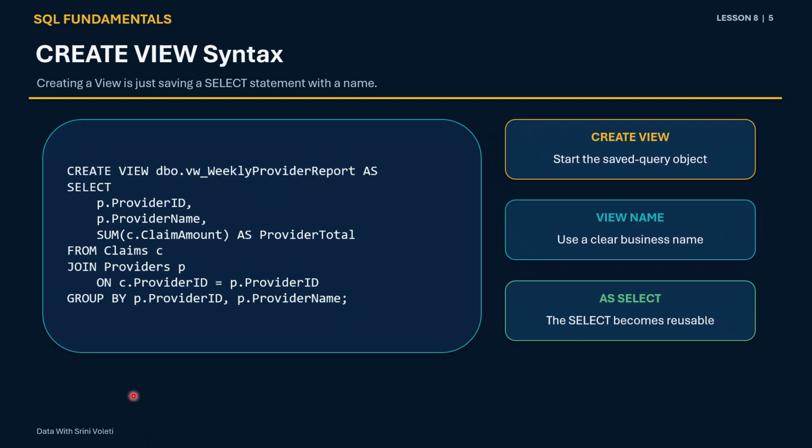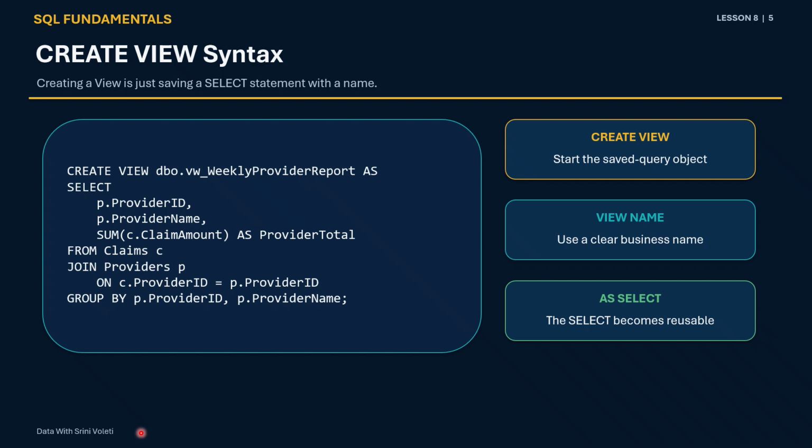The create view syntax is intentionally familiar. Create view, schema and view name, as, then a select statement. The power comes from what that select can represent. A view can join tables, it can filter rows, it can calculate expressions, it can use case when, it can group and aggregate. It can expose aliases that are easier for reporting users to understand.